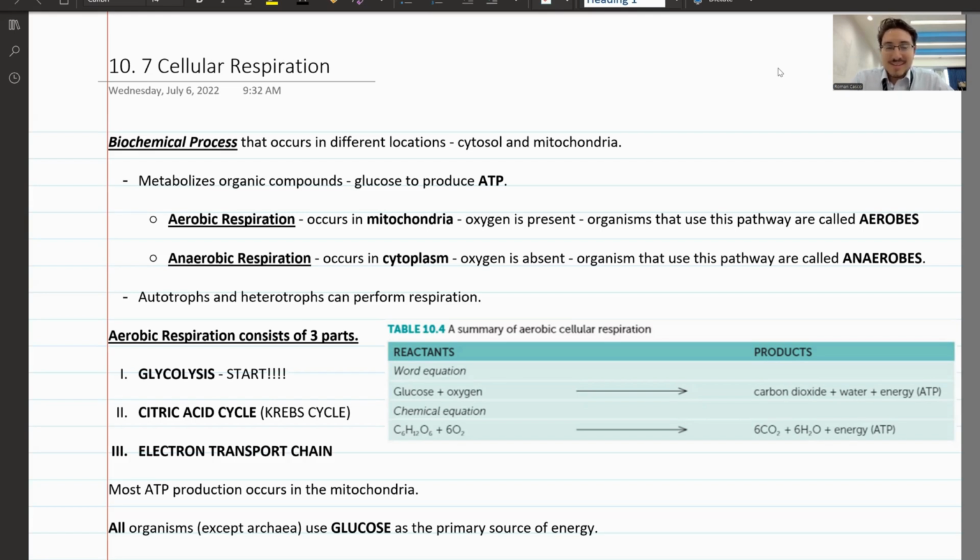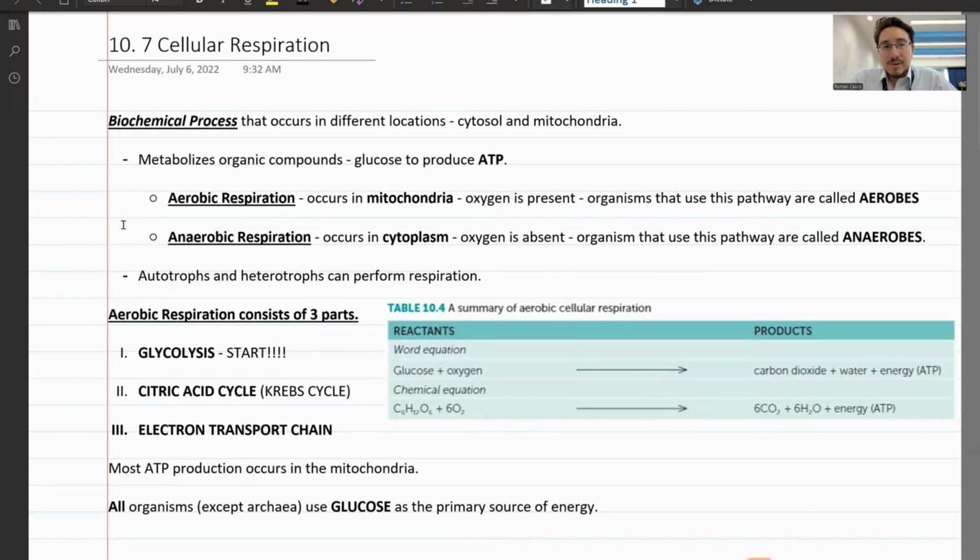In today's video, we're going to talk about cell respiration of the WACE ATAR biology program. This is part of the WACE Nelson textbook that we've been using, right? So we're in chapter 10, section 7, which is cellular respiration. And within cell respiration, we're going to talk about aerobic respiration and anaerobic respiration. Okay, so let's get started.